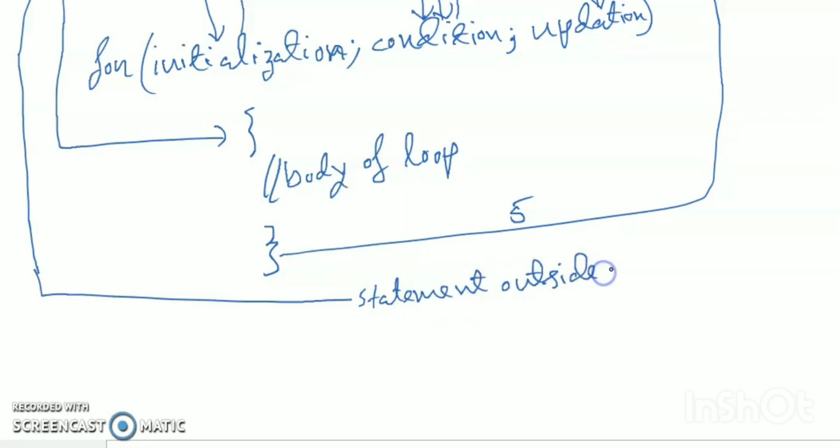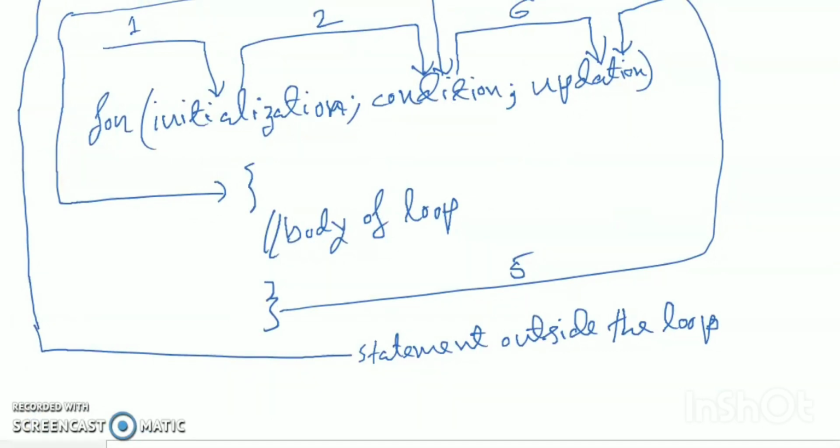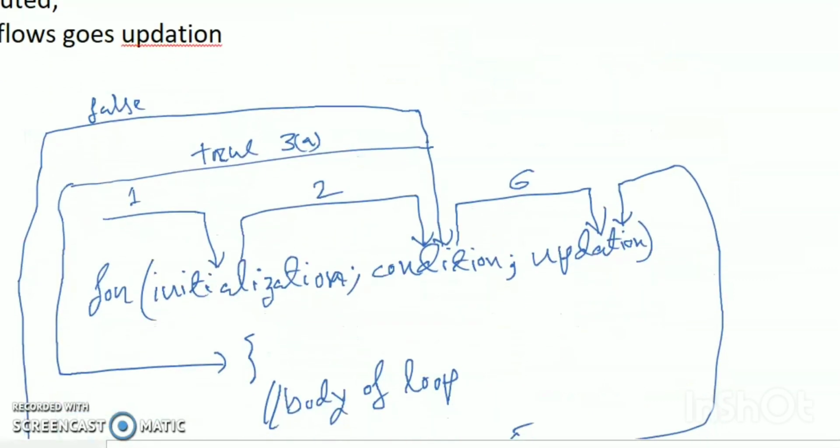Statement outside the loop. So if it is false, it goes to the statement outside the loop. I am trying to explain the for loop structure. This is the for loop. So I hope it is clear, friends, what is a for loop and the parts of a Java for loop: initialization expression, test expression, and update expression. In the initialization expression we have to initialize the loop counter to some value.